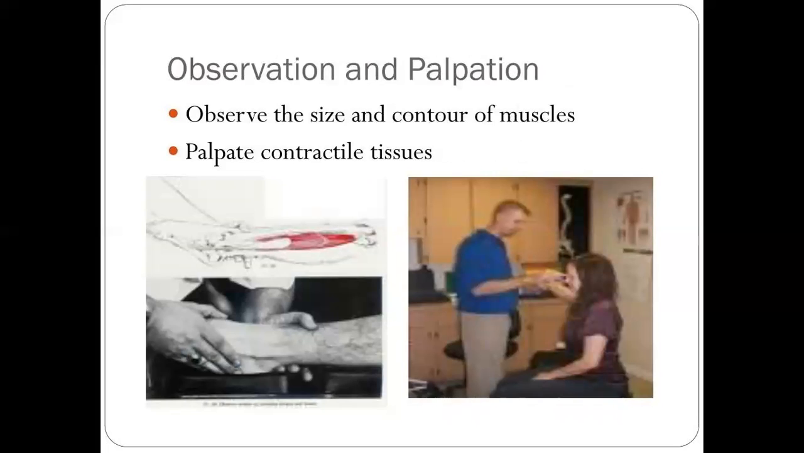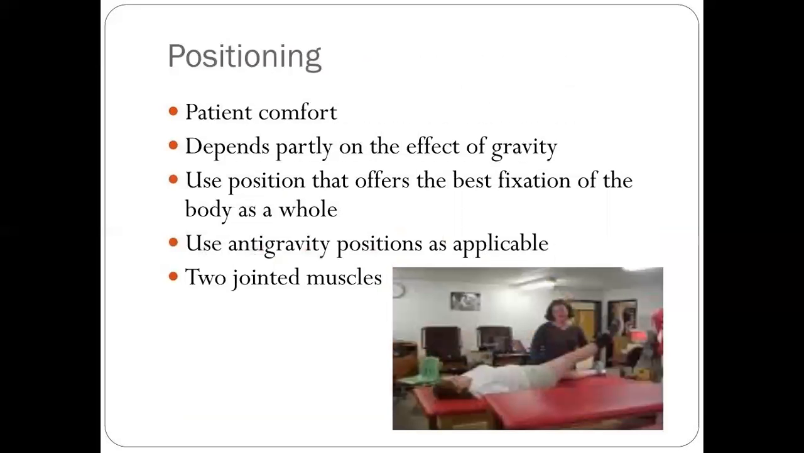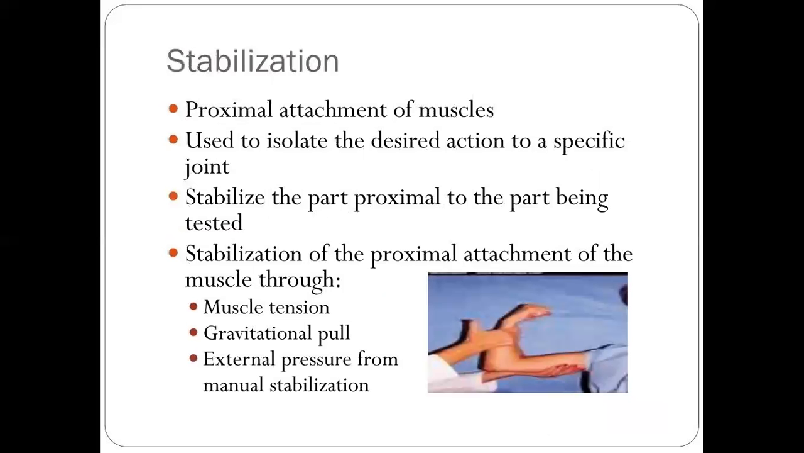Observation and palpation include observing the size and contour of muscle, palpating contractile tissue. Positioning includes patient's comfort, which depends partially on the effect of gravity. Use a position that offers the best fixation of the body as a whole. Use anti-gravity position as applicable, and for two-joint muscles.